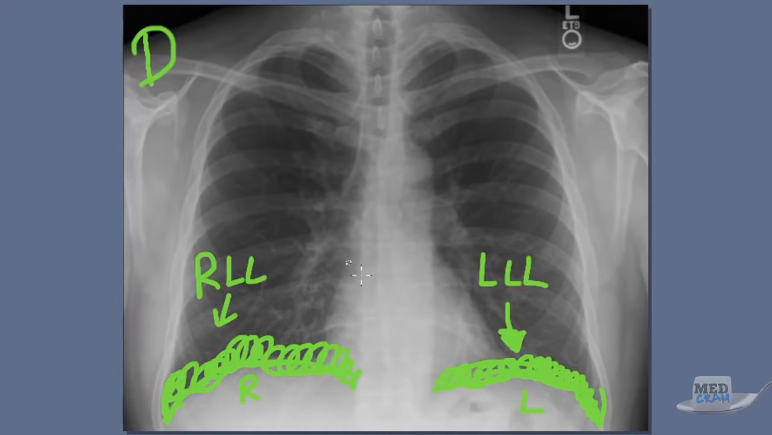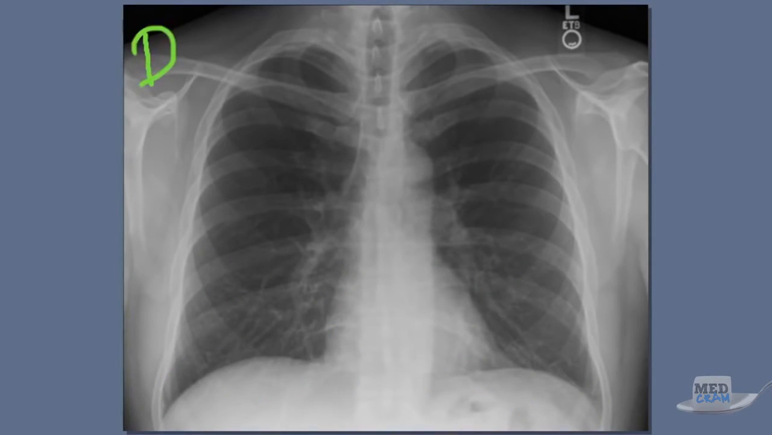So you can already tell just by looking at a chest x-ray, if you lose this line here, that's going to be a right middle lobe. If you lose this line here, that is going to be a right lower lobe. If you lose this line here, the left heart border, that's going to be a lingular pneumonia. If you lose this line here, that's going to be a left lower lobe pneumonia.